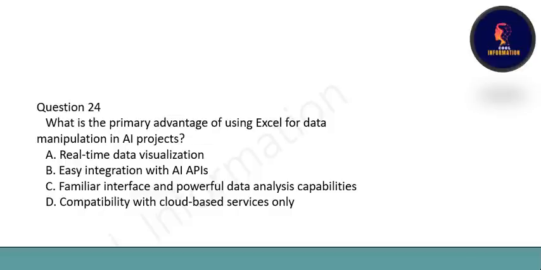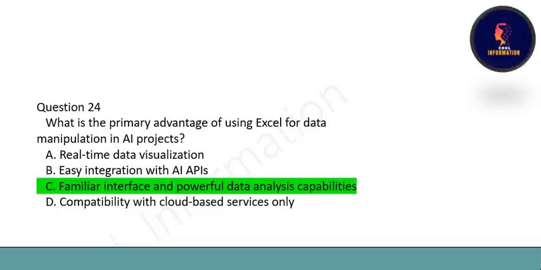Next question, what is the primary advantage of using Excel for data manipulation in AI project? Real-time data visualization, easy integration with AI APIs, familiar interface and powerful data analysis capabilities, and last option is compatibility with cloud-based service only. Option C will be correct. The primary advantage of using Excel for data manipulation in AI project is familiar interface and powerful data analysis capabilities.